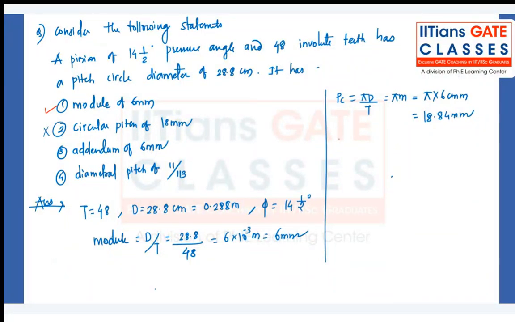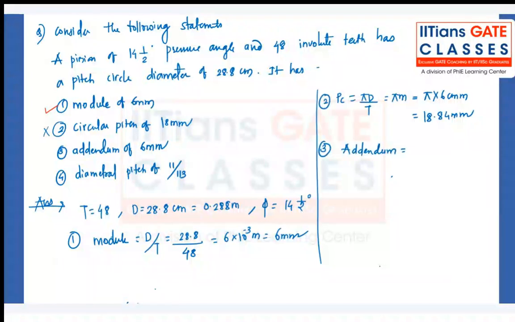Okay, so this is the second thing. Third thing is addendum. What is addendum? Addendum is generally one module, and one module is already 6 millimeter. So it is 1 times 6 millimeter. That is 6 millimeter. Okay, so this is also a correct statement.